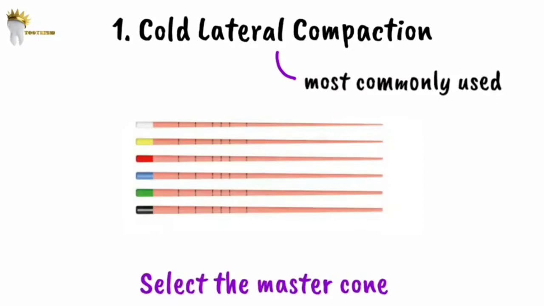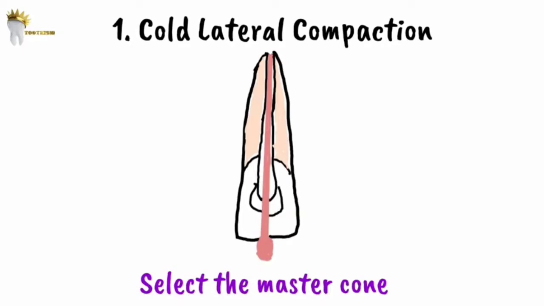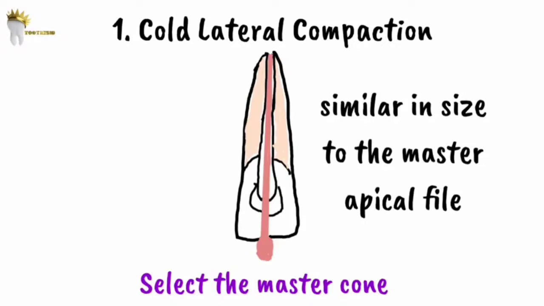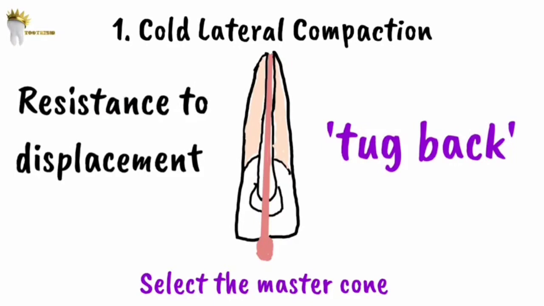In this technique, first we have to select a gutta percha cone that fits well into the apical preparation. This is called the master cone. It is the same size as the master apical file. It should fit perfectly at the working length. If you try to remove it, it should show resistance to displacement, which is called tugback.